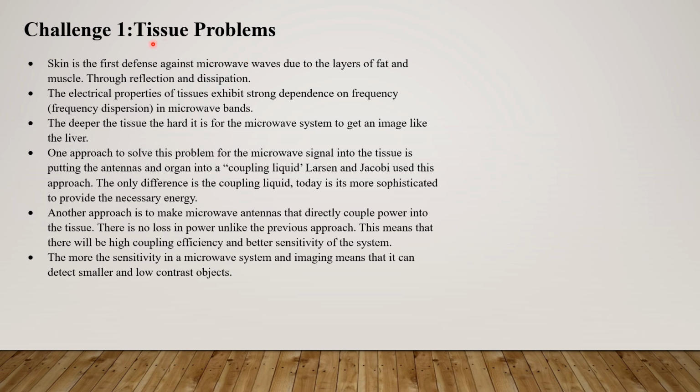Another challenge was tissue problems. Skin is the first defense against microwave waves due to layers of fat and muscle that cause reflection and dissipation. The electrical properties of tissue exhibit strong dependence on frequency in microwave bands. The deeper the tissue, the harder it is for a microwave system to get an image, like the liver.